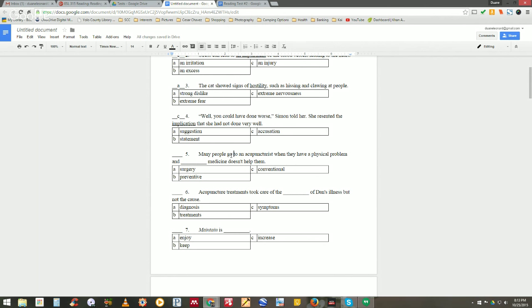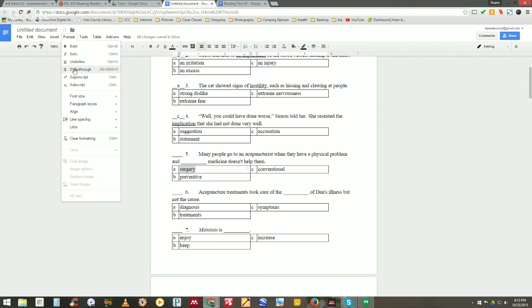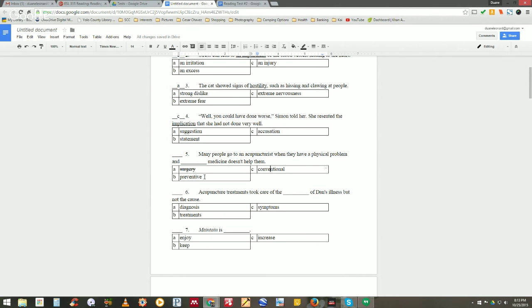5. Many people go to an acupuncturist when they have a physical problem and blank medicine doesn't help them. This here has to be an adjective. So it could be preventative. It could be conventional. It cannot be surgery because surgery is a noun. So it can't be A. It has to be conventional or preventative. And here it says many people go to an acupuncturist. So an acupuncturist is not conventional. So they go to an acupuncturist when regular medicine doesn't help them. So the answer again is C, conventional medicine doesn't help them.